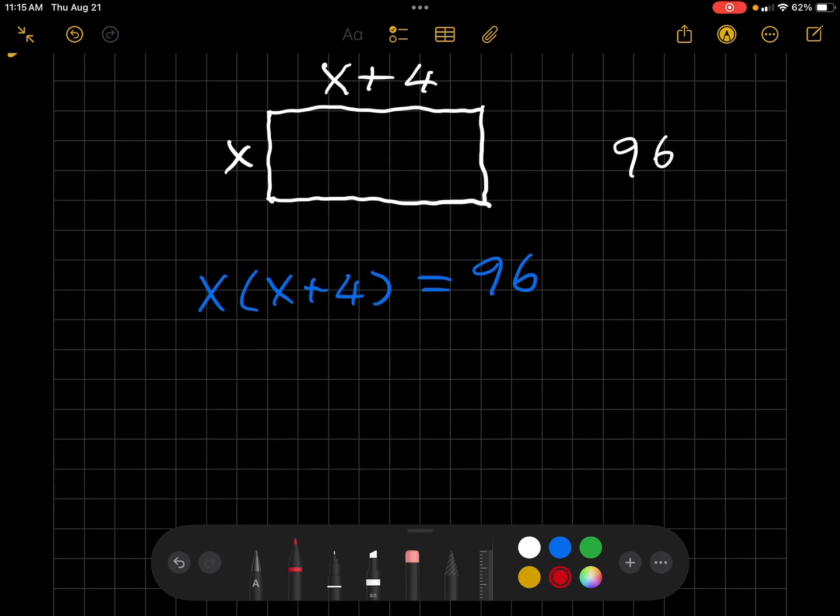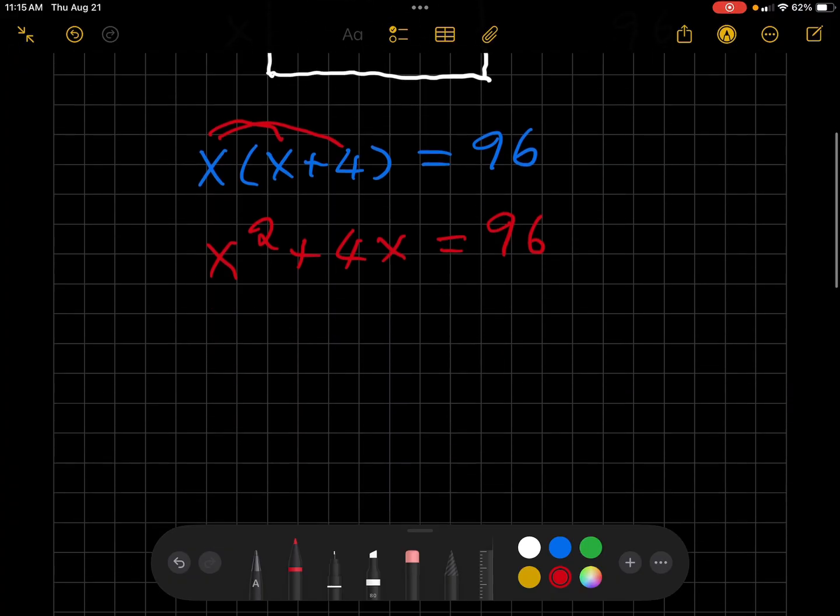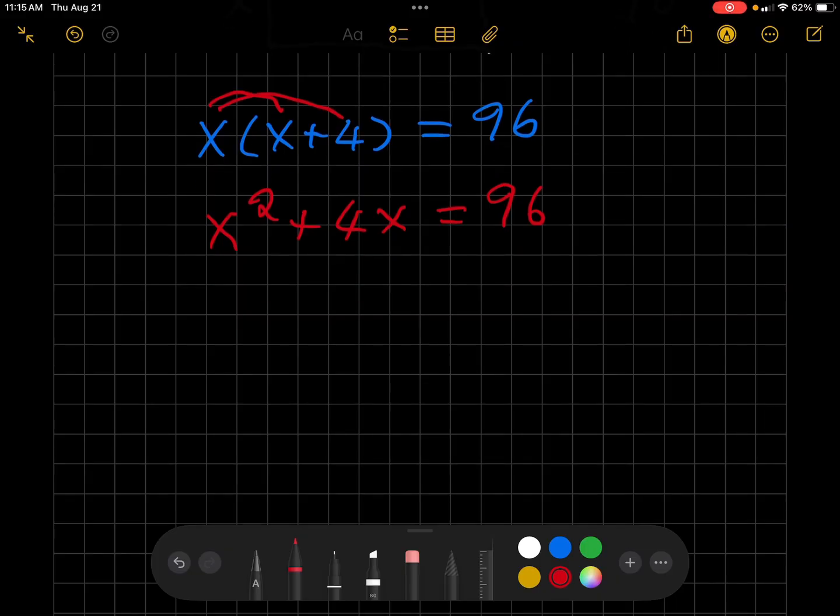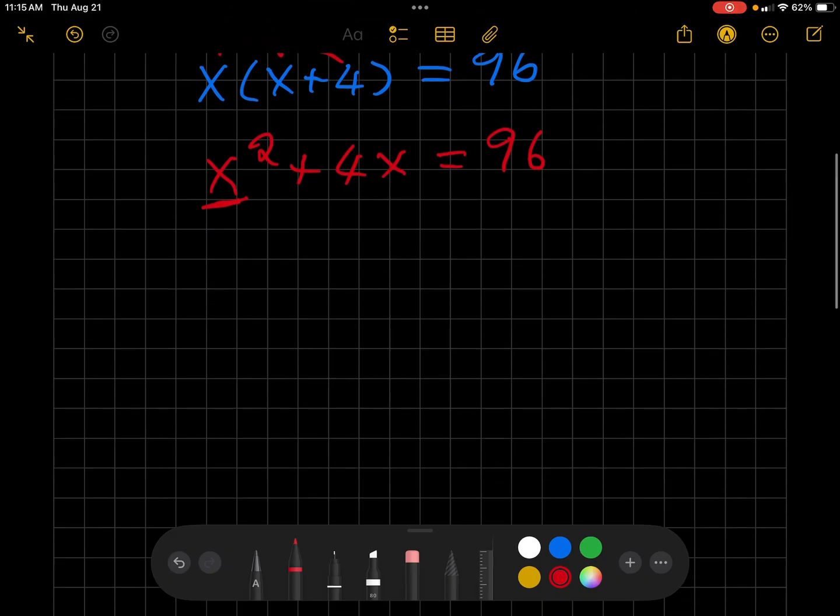So here, I'm just going to distribute my x. So x times x is x squared. X times 4 is 4x. And this is equal to 96. So I already see that I have a quadratic equation, just from having x squared. When you have x squared, that means there's two possible solutions for x, right? There's going to be a positive and a negative version.